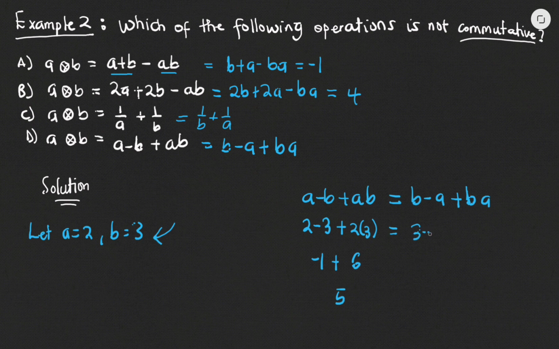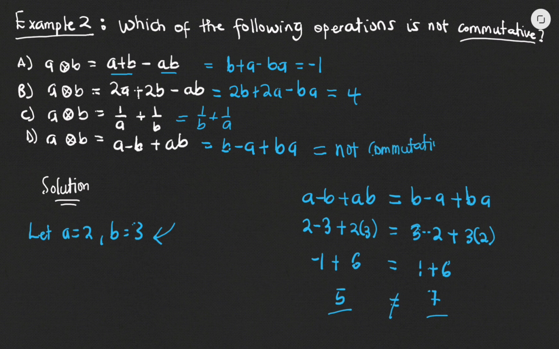Or I have 3 minus 2 plus 3 into bracket 2. That is, I've changed the positions. So 3 minus 2 will give me 1, plus 3 multiplied by 2 will give me 6. So this will give me a total of 7. So you can see that the left hand side is 5, the right hand side is 7, and therefore they are not equal, and it is therefore not commutative. So this is not commutative.